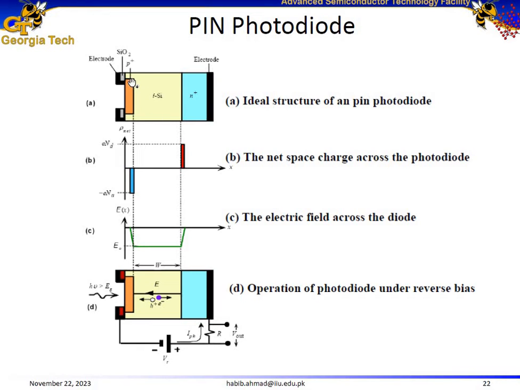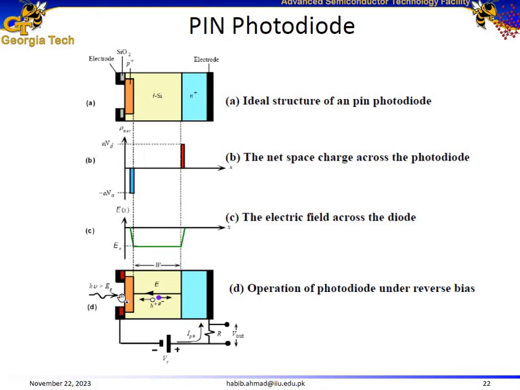Now the electric field across this configuration would be 0 in the quasi-neutral region. It's going to start increasing. It would be maximum at this junction of the p-type layer and I layer, and would remain constant across the I layer because we do not have any uncovered ions in the I layer, and it's going to be maximum once again at this edge of the I layer and n-type layer.